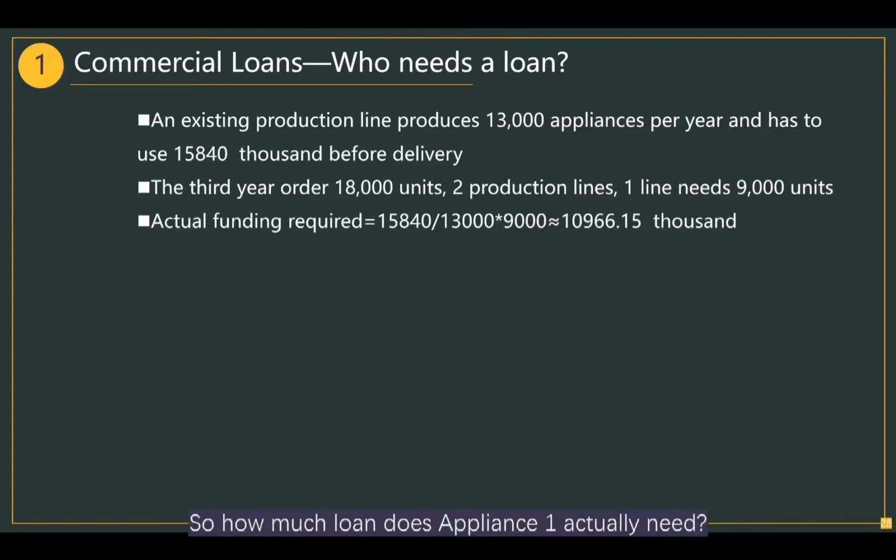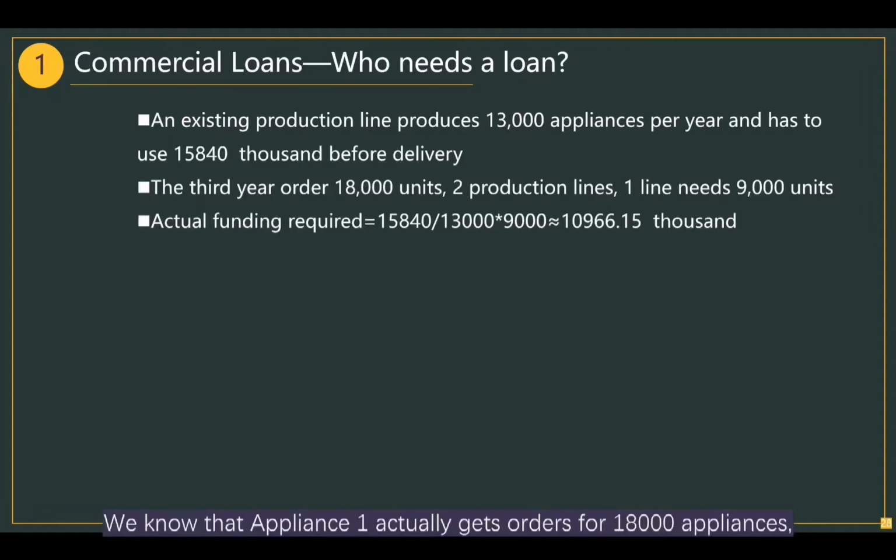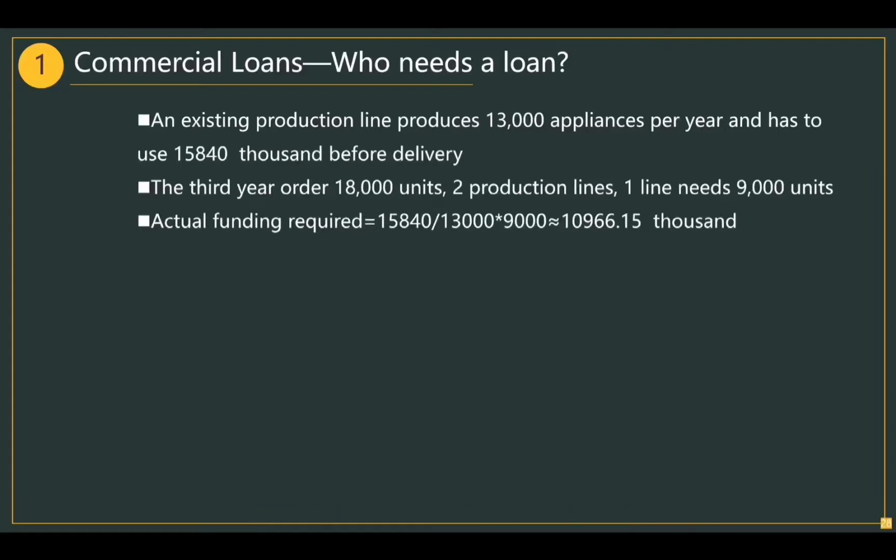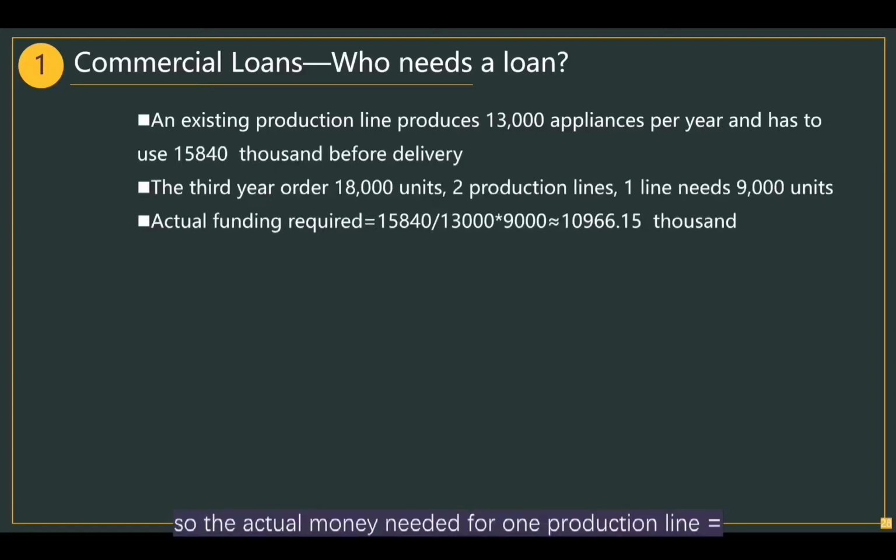So how much loan does appliance 1 actually need? We know that appliance 1 actually gets orders for 18,000 appliances. An existing production line produces 13,000 appliances per year, and $15,840,000 is used up before delivery. With 18,000 orders for the third year and 2 production lines, 1 production line needs to produce 9,000 units. So the actual money needed for 1 production line is equal to 14,840 divided by 13,000 multiplied by 9,000, approximately equal to $10,966.15 thousand.